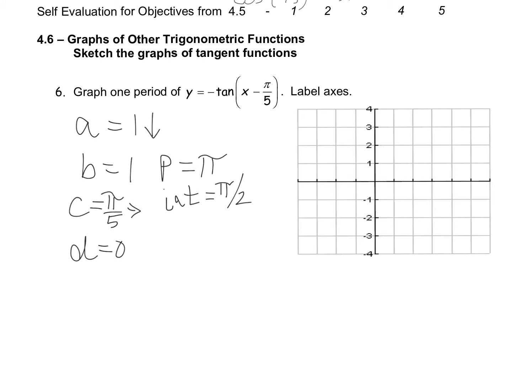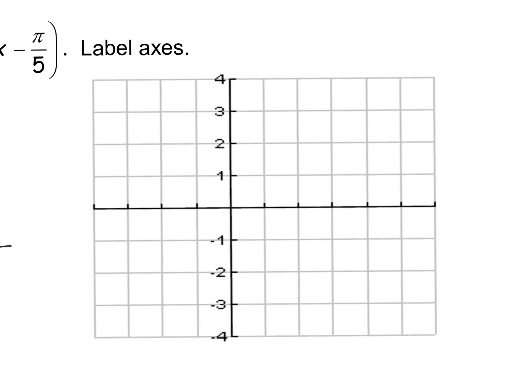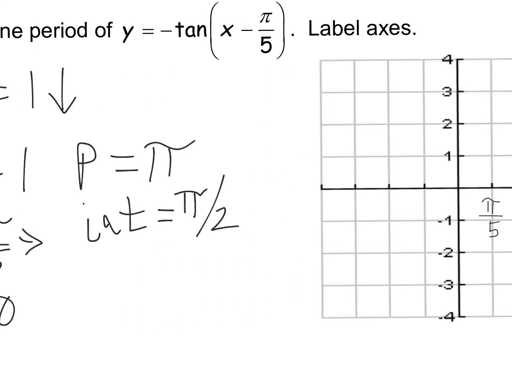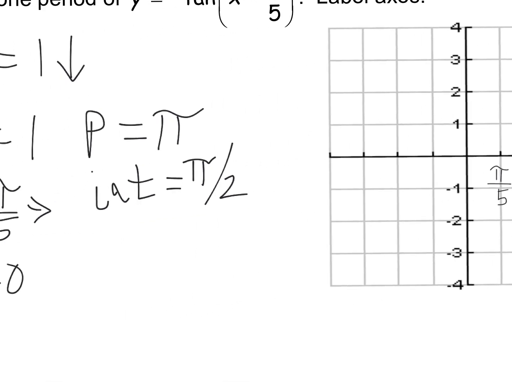So I'm going to zoom into the graph here. We're going to go here at pi over 5. This is going to be our horizontal shift. And then we want to add pi over 2 to that to get our next one. So let's see what that would be. Pi over 5 plus pi over 2.